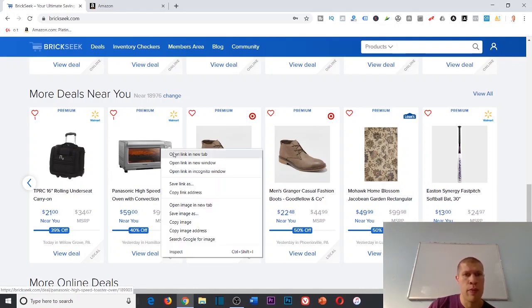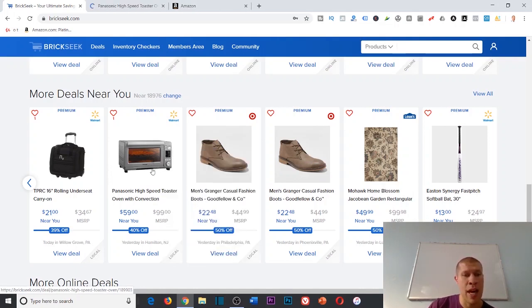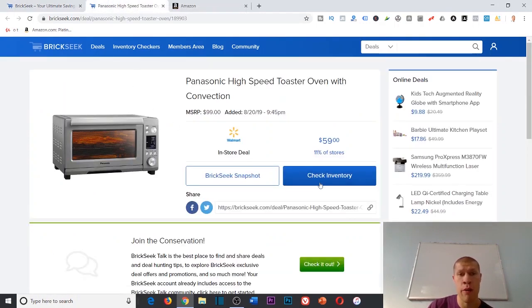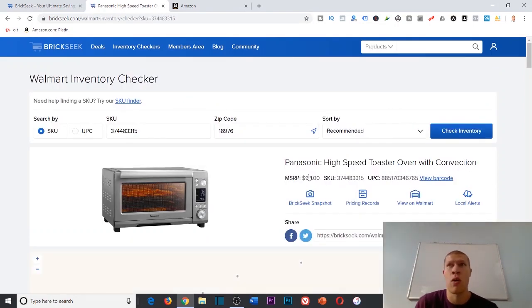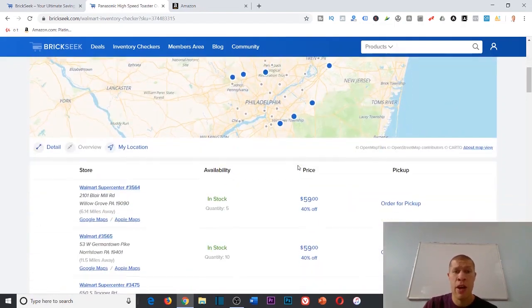So right off the bat, this Panasonic high-speed toaster, let's check this one out. Now, it is only 40% off, but you're buying it for $59 and 11% of the Walmart stores, and the MSRP potential is $99 on Amazon. Now, this is a little bit of a higher risk product because you're spending $60 per product, but the margin might be like $20 for that. So maybe that's like a 33% return on your investment fairly quickly.